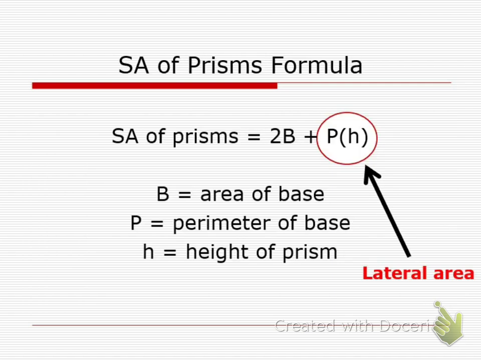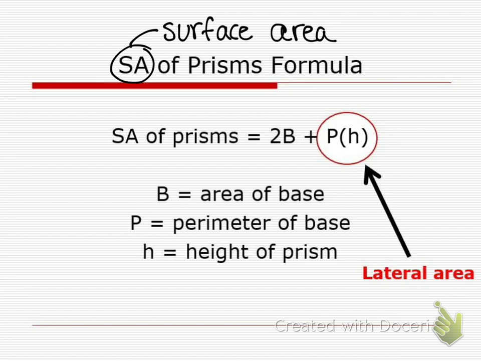All right, in our next box, we've got the surface area of prisms formula. So the surface area, that's what SA stands for, if you need to write that off to the side. Surface area. We find that by taking 2 times capital B plus capital P times H. So this is the actual formula if you just want to write that on the line.